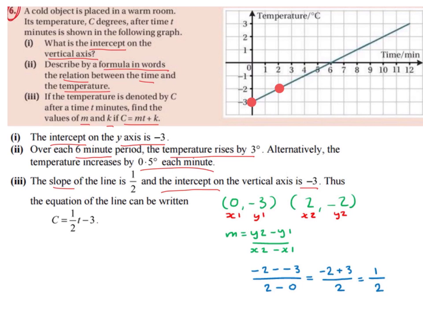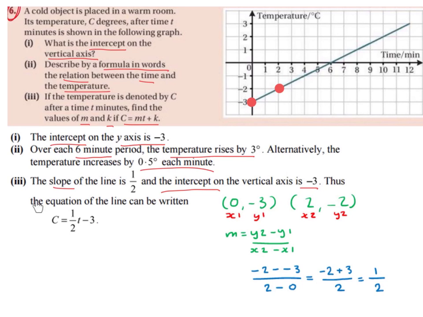Then I take my slope formula, which is m equals y2 minus y1 divided by x2 minus x1, and I'm going to substitute my values into my formula. So I get -2 minus -3 over 2 minus 0. -3 becomes +3. -2 plus 3 is 1, and that's going to be 1 over 2. So that's where we get a half from. So the slope is a half. And the intercept we already got to be -3.